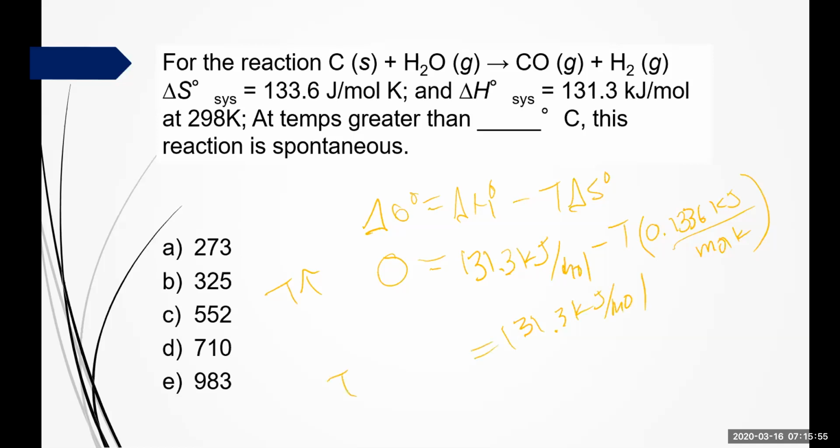We set that equal to T over 0.1336. We find that our T is 98.2 Kelvin. So we're looking for our E.